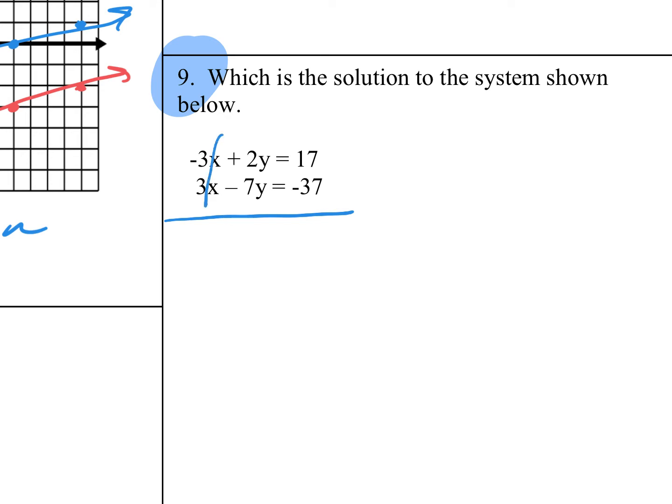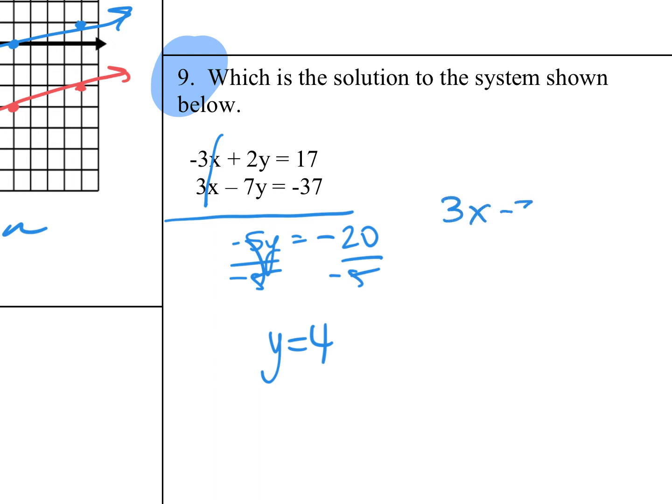What's 2 minus 7? Negative 5. Negative 5y equals what's 17 minus 37? Negative 20. Divide by negative 5. And y equals what? Perfect. Now you take 4 and do what? Plug it in. Does this become a little repetitive? That's good. And we're going to do a bunch of these to make sure that we understand what's going on.